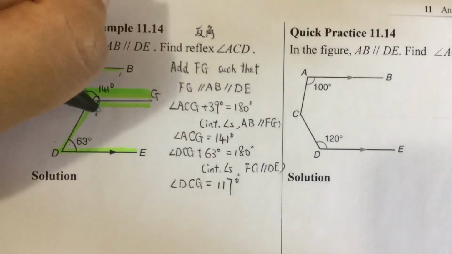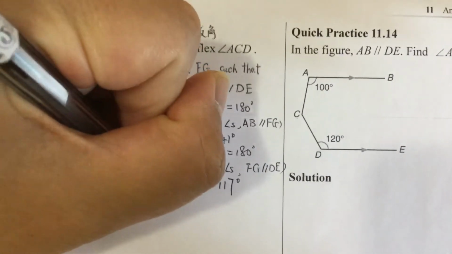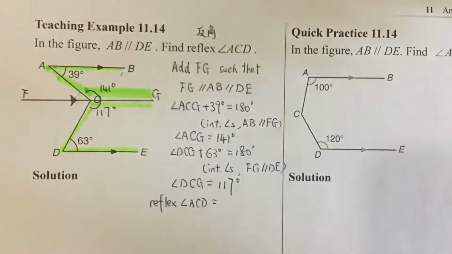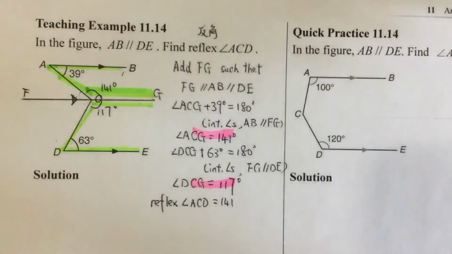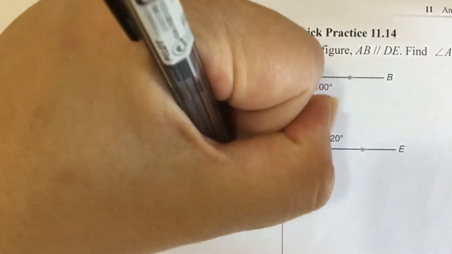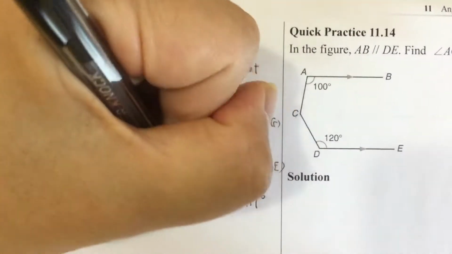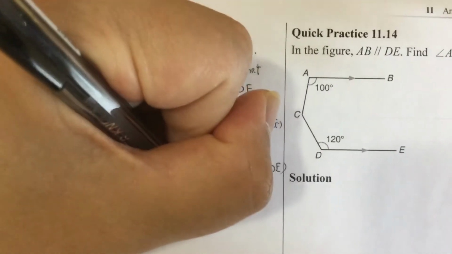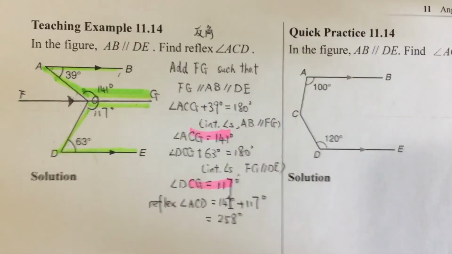Okay, this is 117. So finally, you can say that reflex angle ACD will equal 141 degrees. Okay, these two: 141 degrees plus 117 degrees. There is no reason needed here because we just add them together. So the answer is 258 degrees. So this is the answer for this reflex angle.